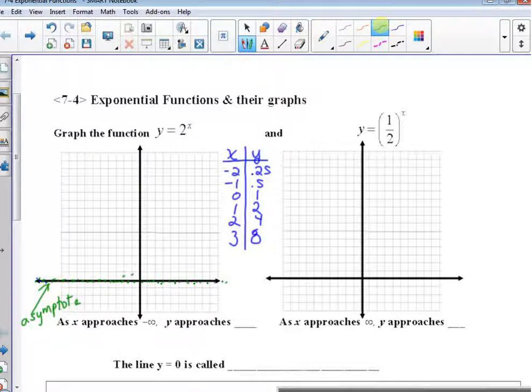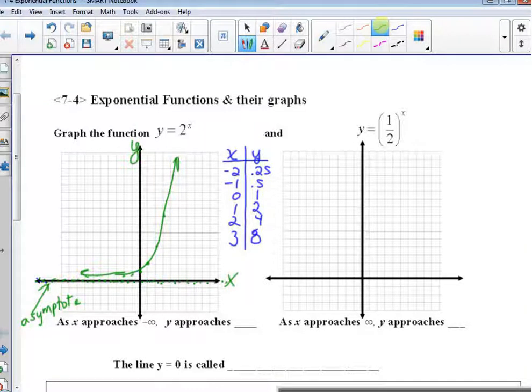-1, 0.5, 0, 1, 1, 2, 2, 4, and 3, 8. So this is kind of what it looks like. And this arrow implies that it's not going to level off and go horizontal, that it's just going to kind of hug along but get ever so close and closer to the x-axis. Label our axes.